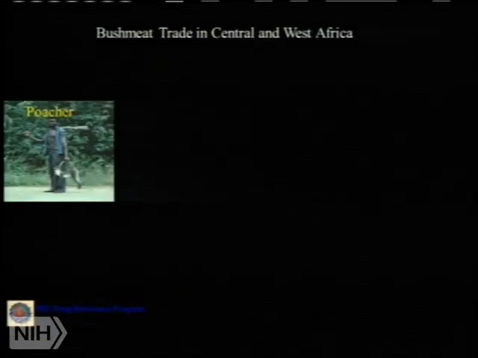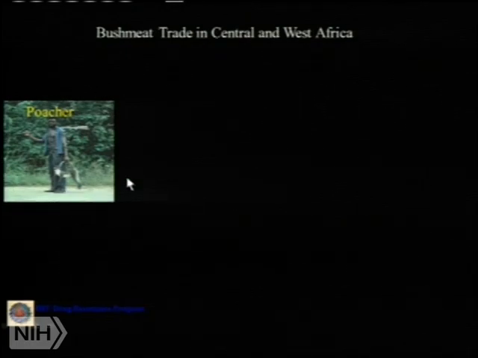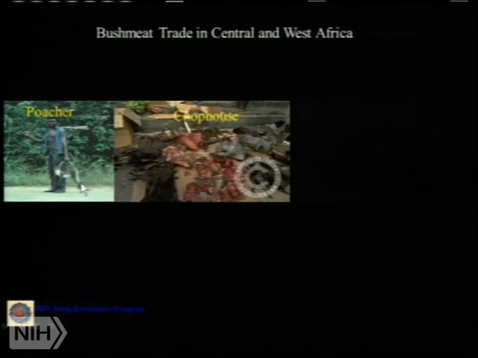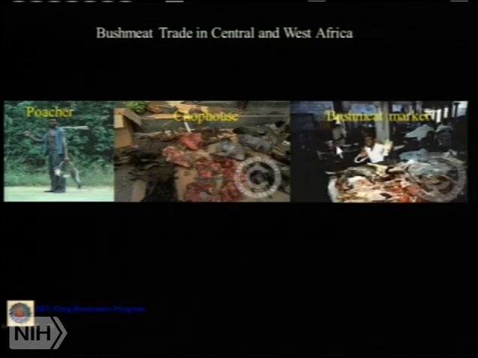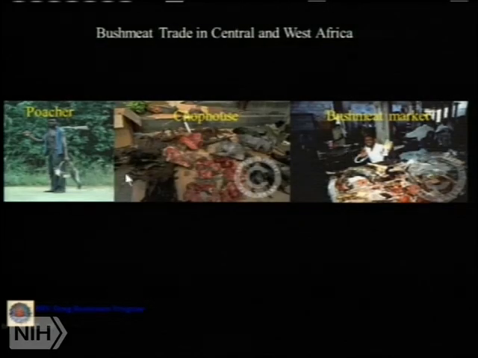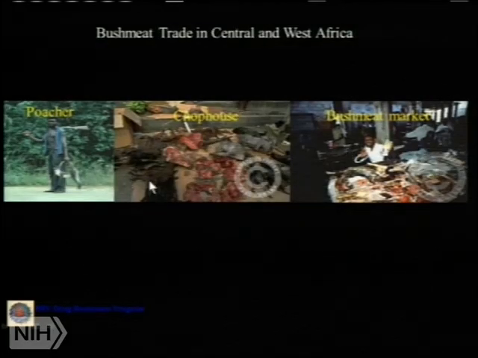Well, there's this bushmeat trade that usually starts with a poacher. Here's one with a sooty mangabey that he brings to a chop house. It's sort of like a butcher who makes all different cuts of meat, and those are sold at a bushmeat market. It's a pretty common thing in Africa, and then it goes to homes and to restaurants.